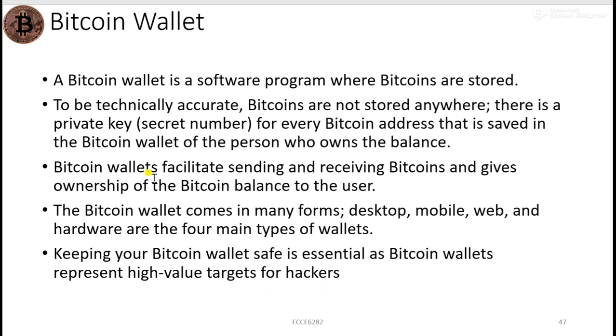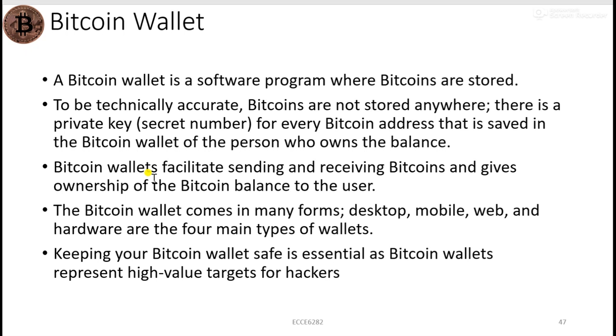Okay, Bitcoin wallet. Like you keep your currency in a wallet, like physical currency in your wallet, and you put your wallet in your pocket or in your bag and carry it everywhere. So where to store bitcoins? In order to store bitcoin we also need a wallet, but a Bitcoin wallet is software. It's not something tangible that you can see and look into your currency, but it's a software program where you store your bitcoins. If we look at it technically, then we can say that bitcoins are not stored anywhere. Actually, what bitcoins are, there is a secret number or a private key for every bitcoin address, and it is saved in the bitcoin wallet of the person who owns those bitcoins or that balance.